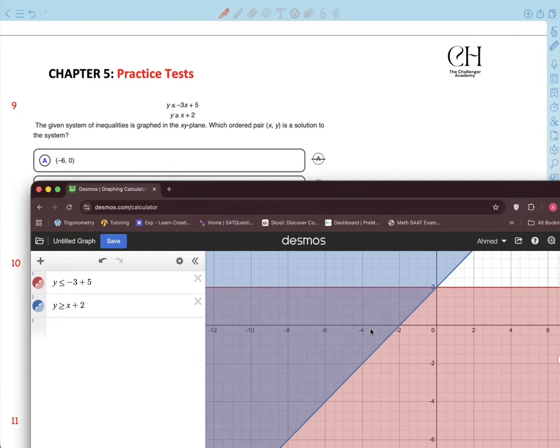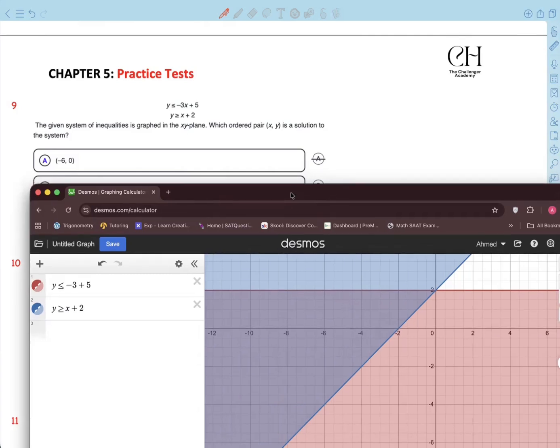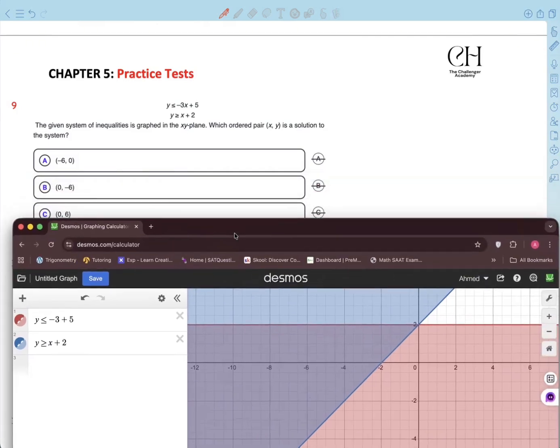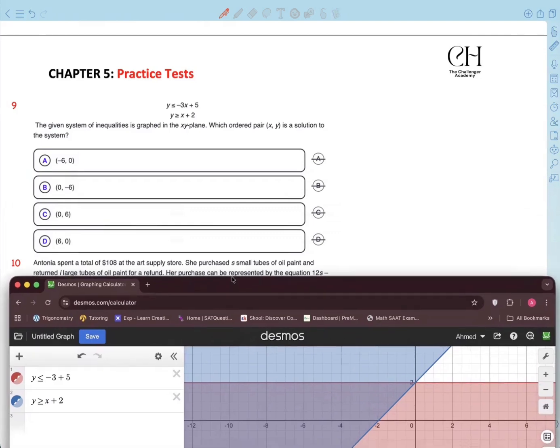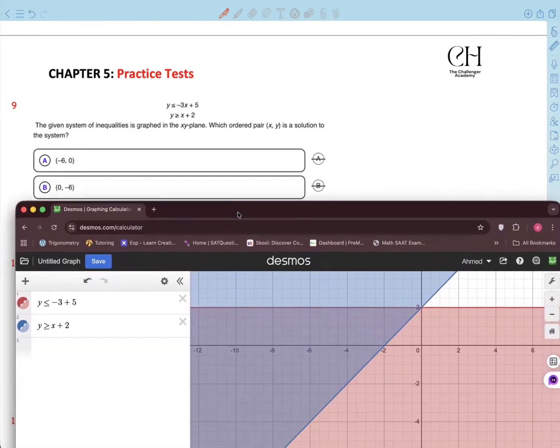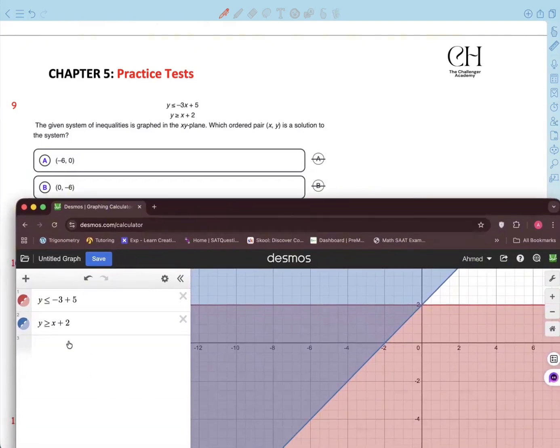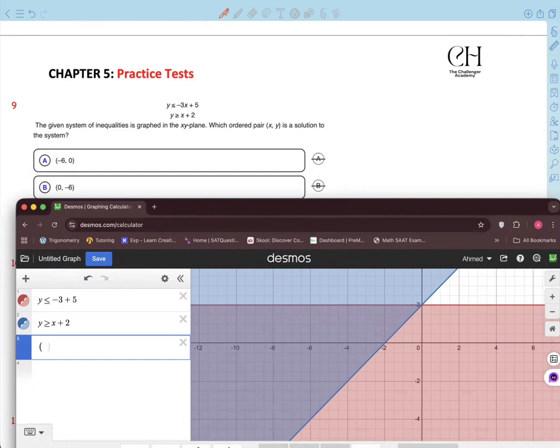Now check the common region between both inequalities, this region. I think in this region, you have to move to the negative x. So let's check the choices again. We have negative 6 and 0. So this is negative 6 and 0. If you want to check it, we can check negative 6 and 0 like this.